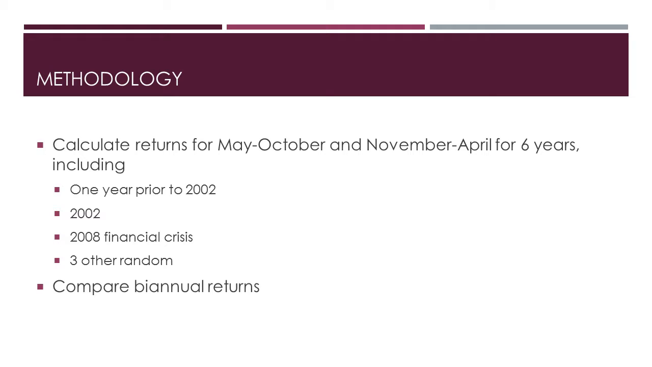Like I just said, my methodology was to calculate the returns for May through October and November through April for 6 years, which include 1 year prior to 2002 itself, because that's when the information became publicly available and people should not have been able to gain abnormal returns at this point, the 2008 financial crisis, and then 3 other random years to keep the data non-biased, and compare these biannual returns.